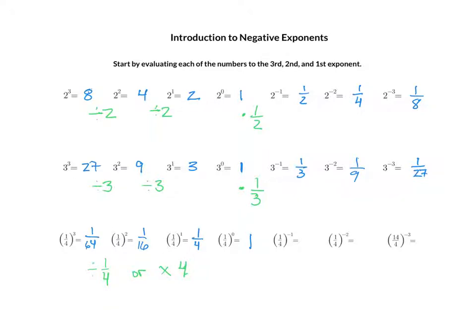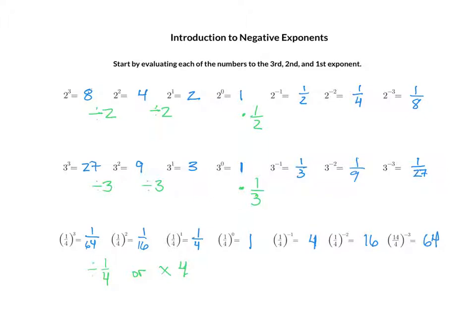If we do our 1/4 row, again, we can either divide by 1/4 or multiply by 4. I'm going to go ahead and multiply by 4. 1 times 4 is 4. 4 times 4 is 16. And 16 times 4 is 64. And so now we have some things that we can look at.